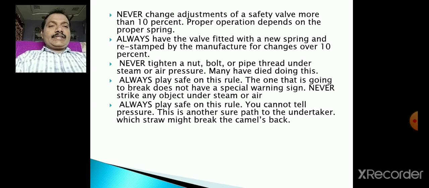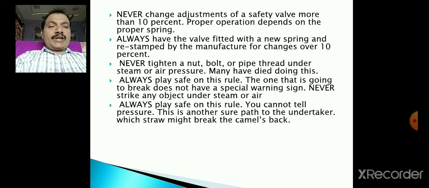Never tighten a nut, bolt, or pipe thread under steam or air pressure. Many have died doing this. So, this is an important factor. You should not work under steam or air pressure.